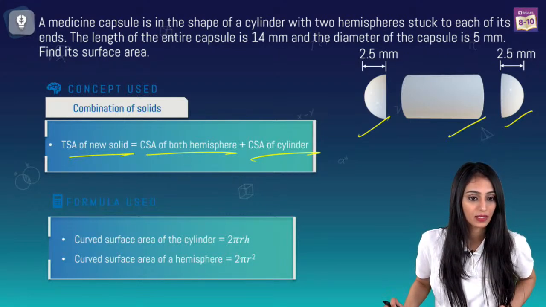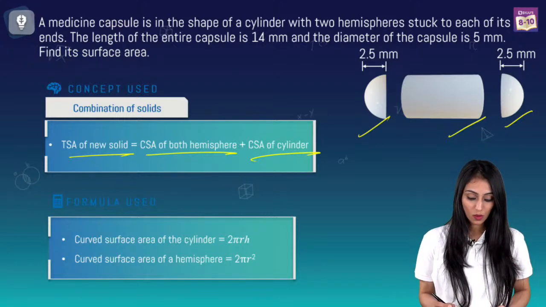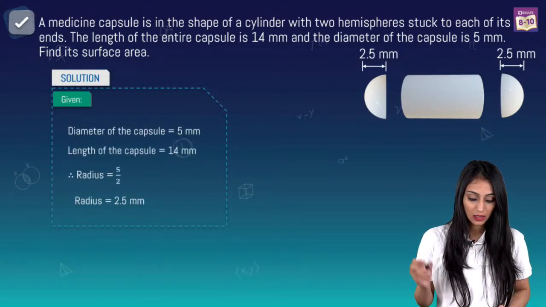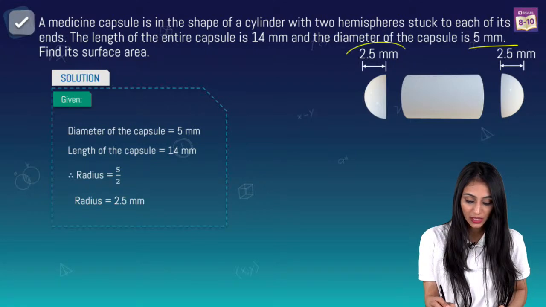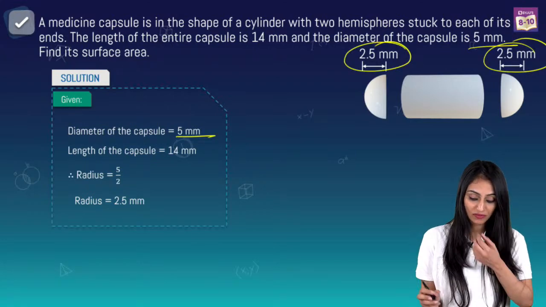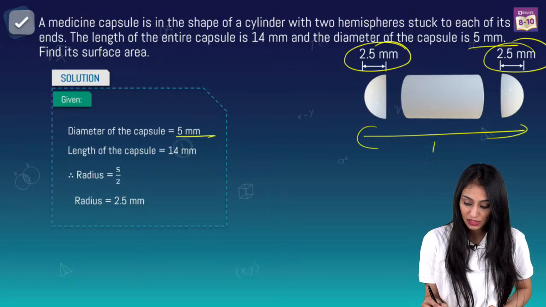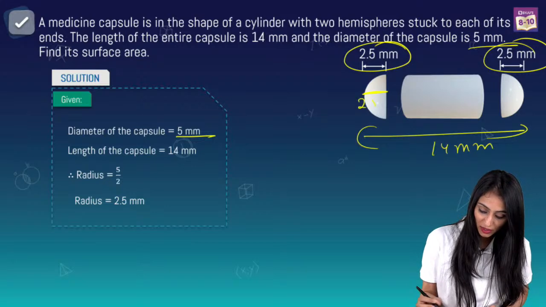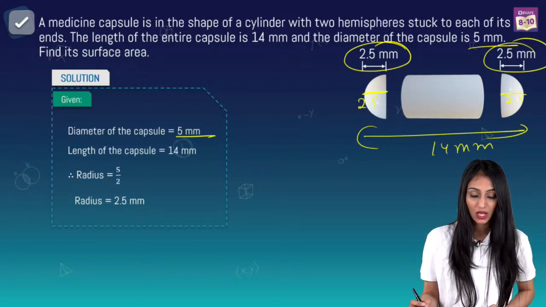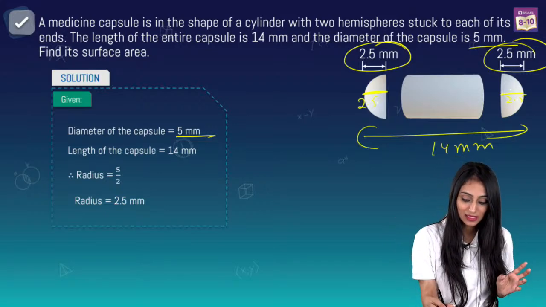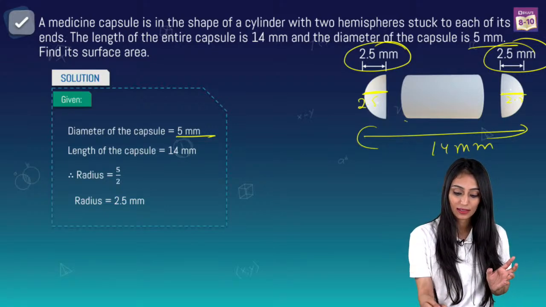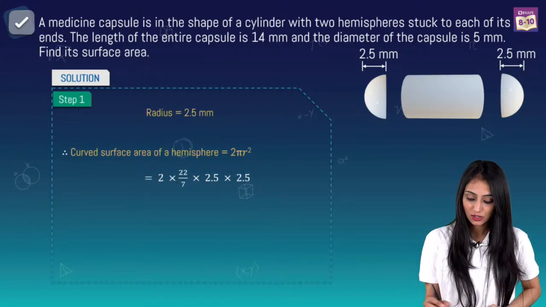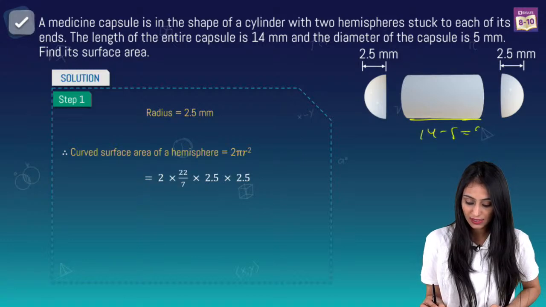Curved surface area of cylinder is 2 pi r h. For hemisphere, it's 2 pi r square. The diameter of this capsule is 5 millimeters, so radius is going to be what? That's 2.5 millimeters, right? Length of the entire capsule is given, that's 14 millimeters. This much part is 2.5, and this much part is 2.5. So from this 14 millimeters, I'll subtract these two lengths to get the length of the cylinder, right? So what is the length of the cylinder going to be? Simply 14 minus 5, that's 9 millimeters, right?